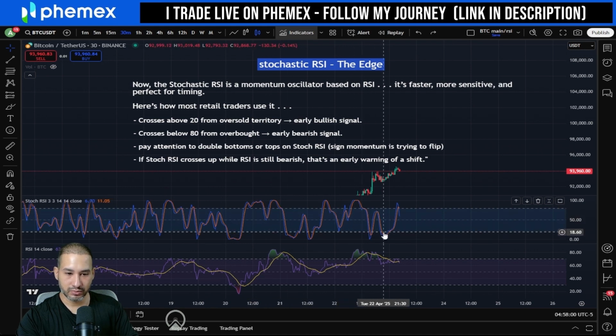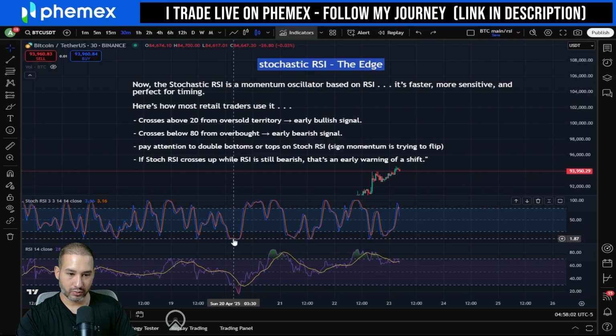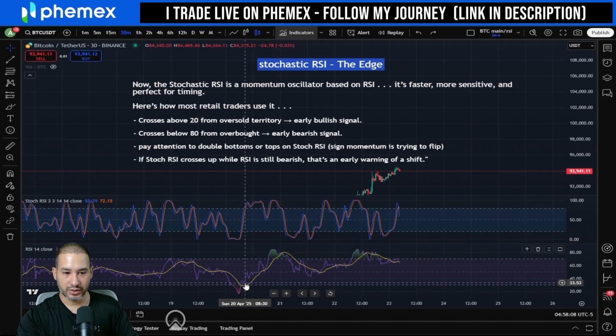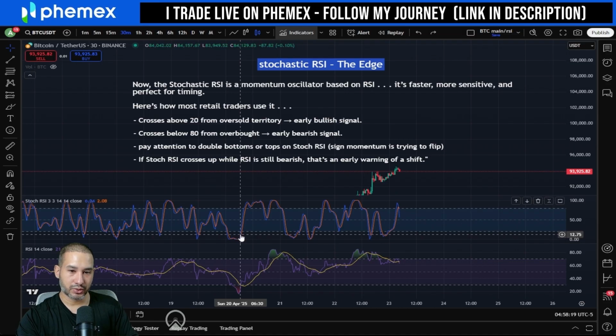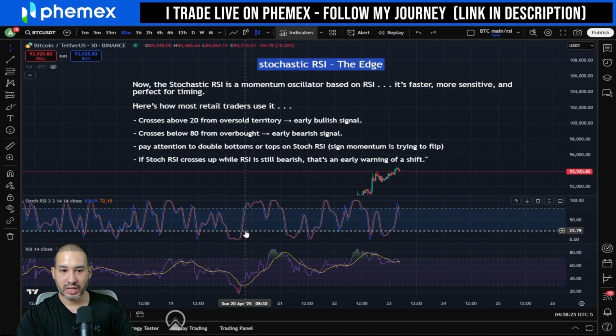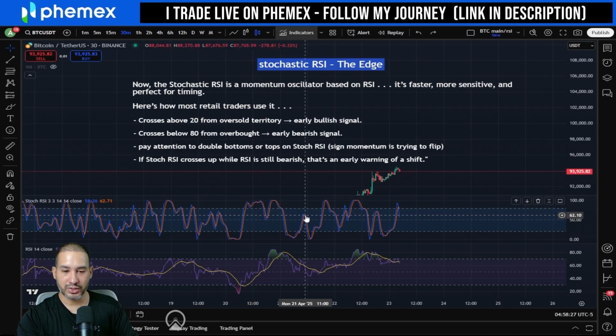shift. So if we're down like here for a while, in oversold territory, and the RSI is also extremely oversold on the 30-minute time frame, and we see it pop up, that's when a lot of retail traders will think, okay, here's the time to go all in. But I'm going to break down how I use it and measure momentum.